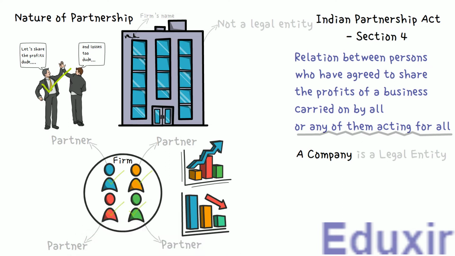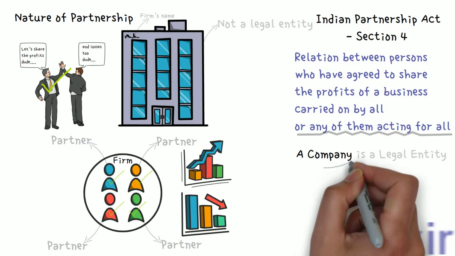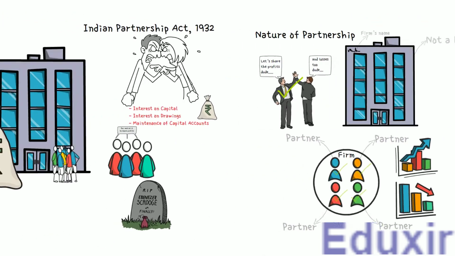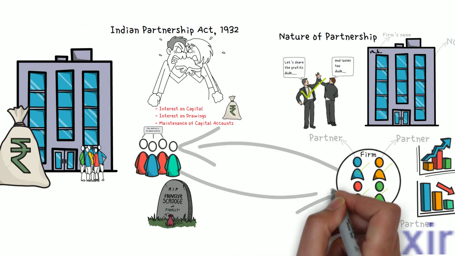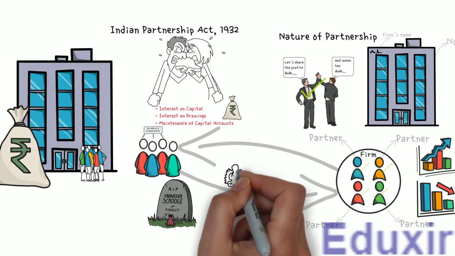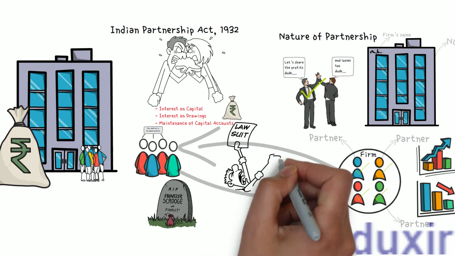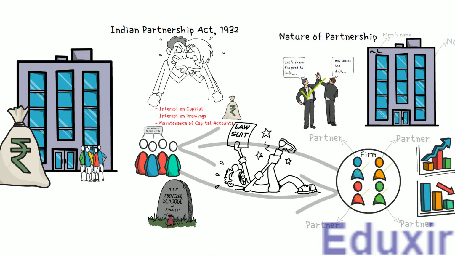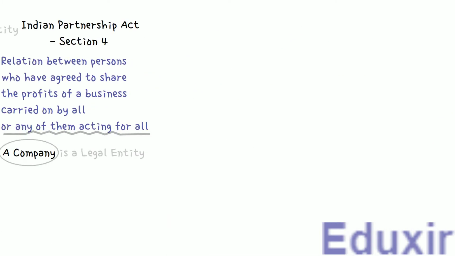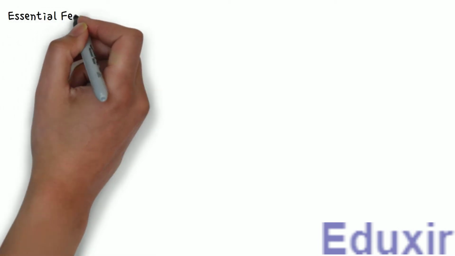What I mean is that the business cannot be called a legal entity, just like we did in the case of a company. These partners can sue others and they can also be sued legally by other legal entities. They can take some legal action on others and others can also take some legal action on them. This is what it means. That said, let's just dive into the essential features of partnership.